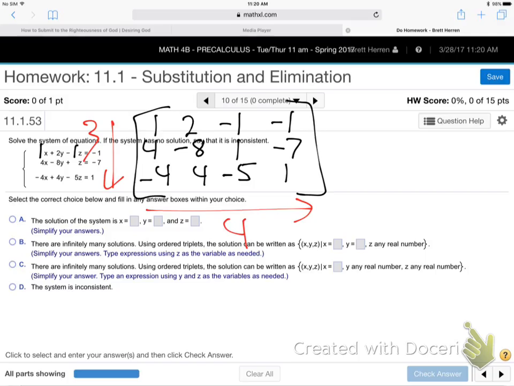1, 2, -1, -1, 4, -8. Did I do, what just happened? I did something bad. It's like I wasn't looking close enough. Edit, 3 by 4, 1, 2, -1, -1, good, okay. And then what's the next one? It's supposed to be 4, -8, 1, -7, and then -4, 4, -5, 1. All right, so I just entered all the things for the matrix.